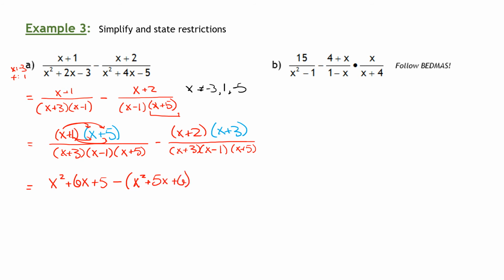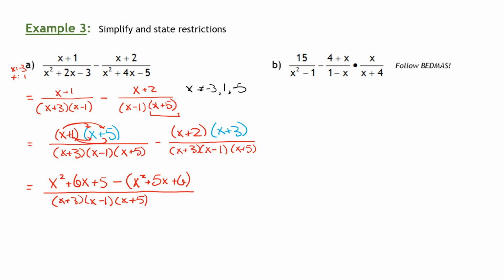The reason I put the bracket up is because I knew I would forget. If I didn't put the bracket up, probably a lot of us would have just written this. And then later when we collect our like terms, we believe that this is the only negative here, right? And the others stay positive, but they shouldn't. We have to subtract the whole numerator. And this all goes over my denominator of x plus 3, x minus 1, and x plus 5.